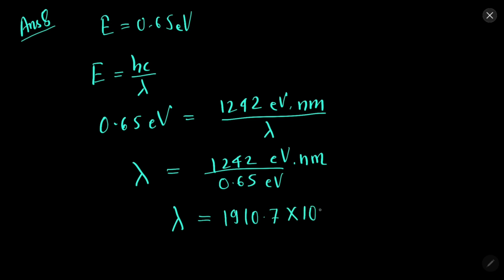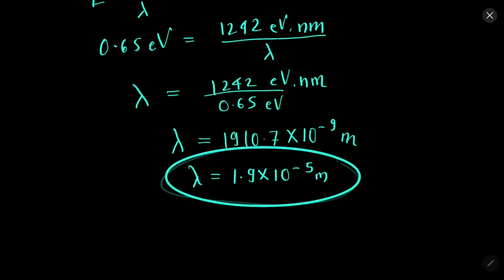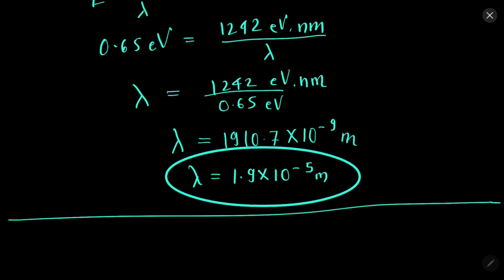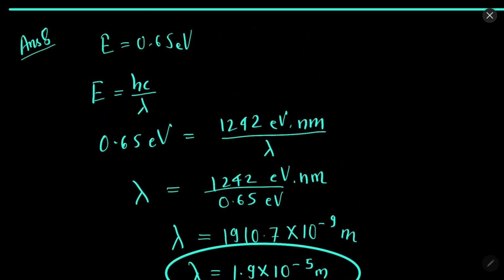1910.7 into 10 to the power minus 9 meter, or approximately 1.9 into 10 to the power minus 5 meters. So this much wavelength if energy gap is this much.